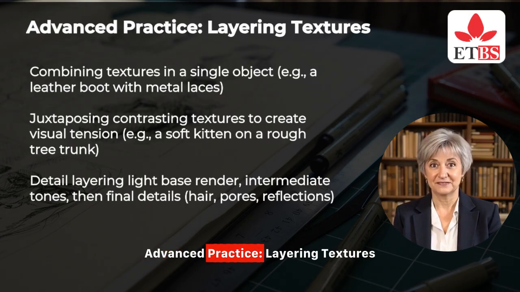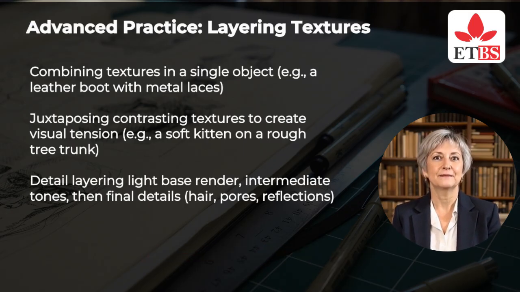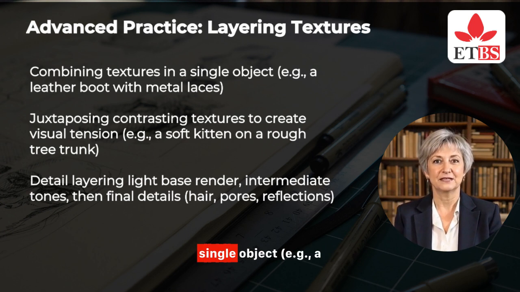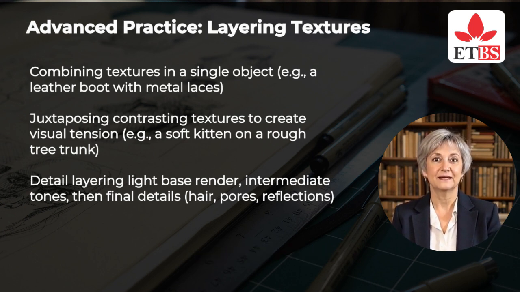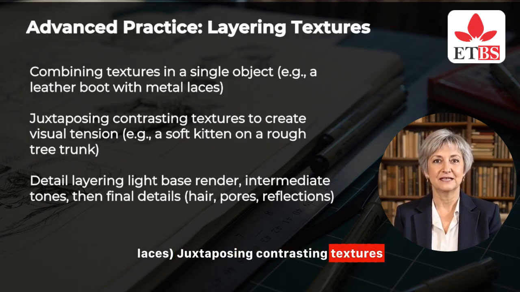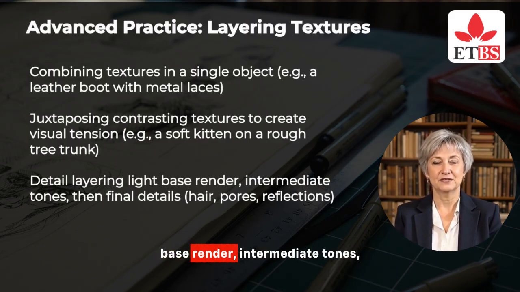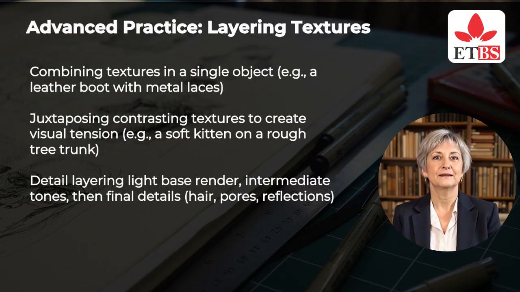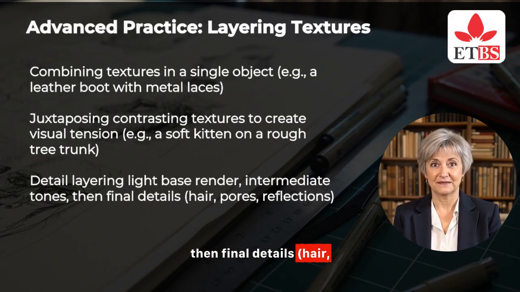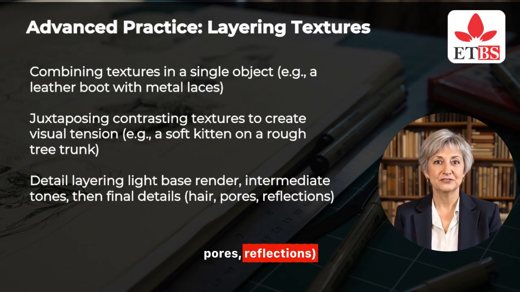Advanced practice. Layering textures: combining textures in a single object, e.g., a leather boot with metal laces. Juxtaposing contrasting textures to create visual tension, e.g., a soft kitten on a rough tree trunk. Detail layering: a light base render, intermediate tones, then final details, hair, pores, reflections.